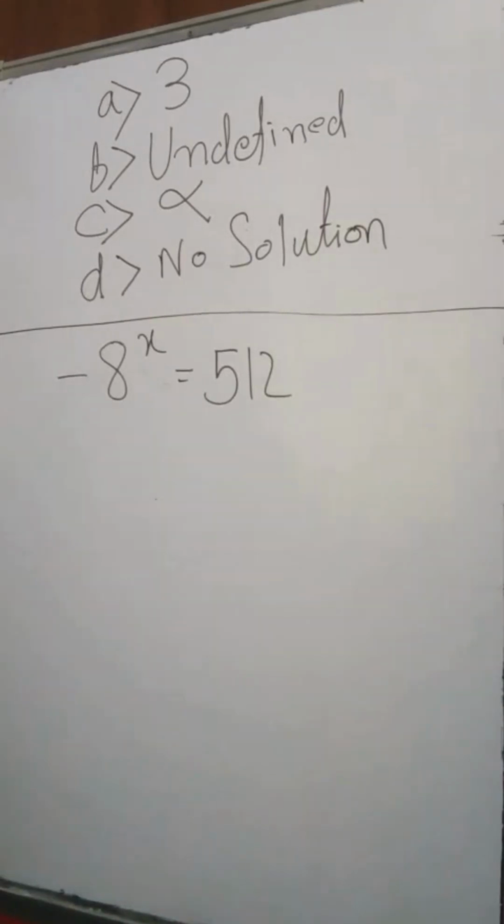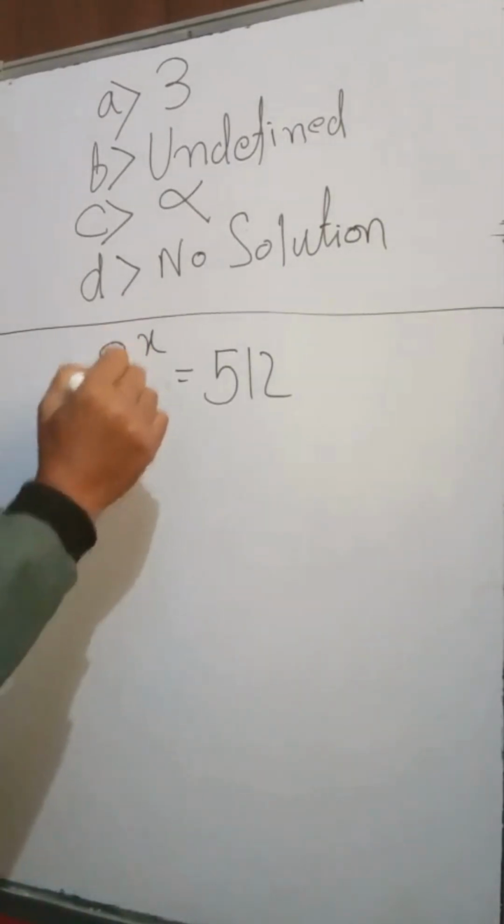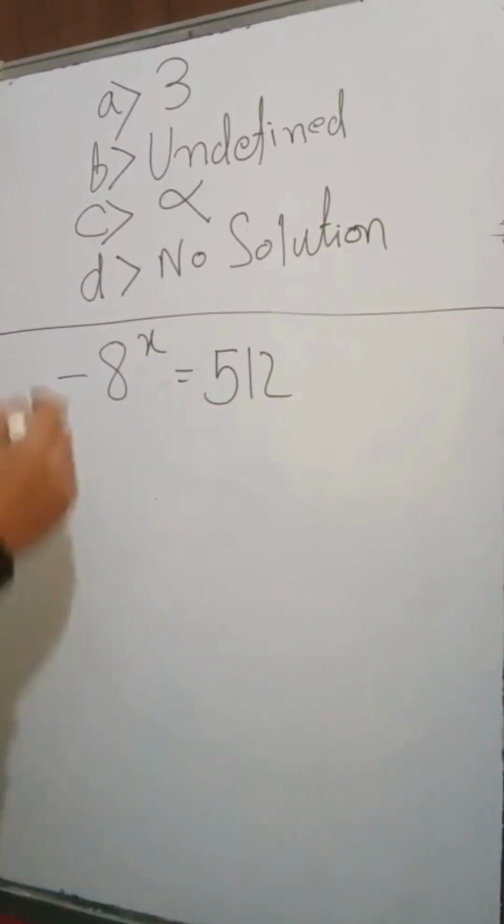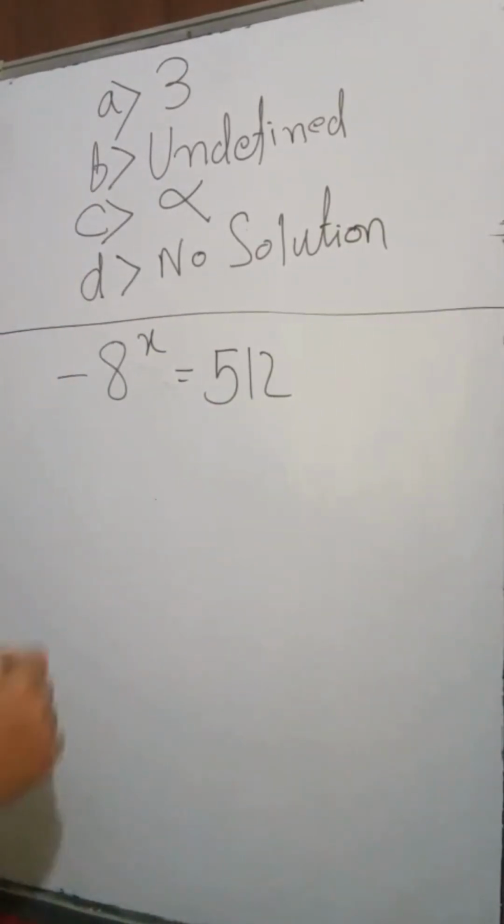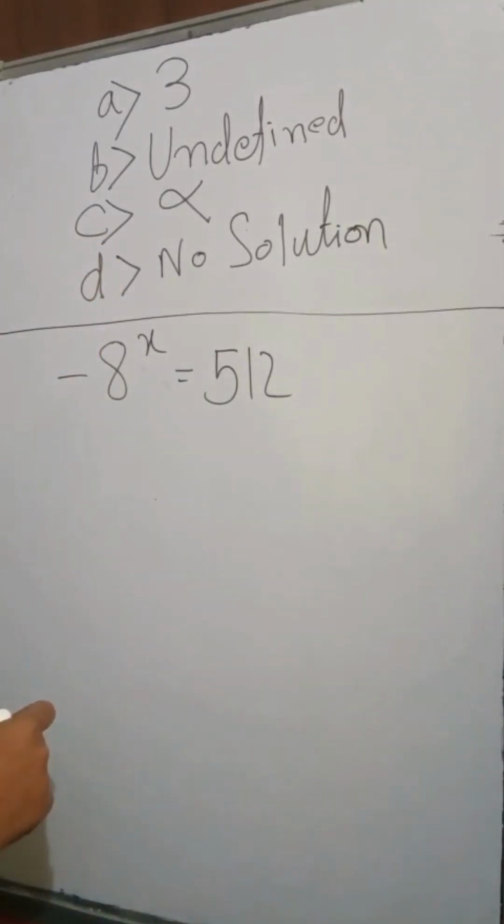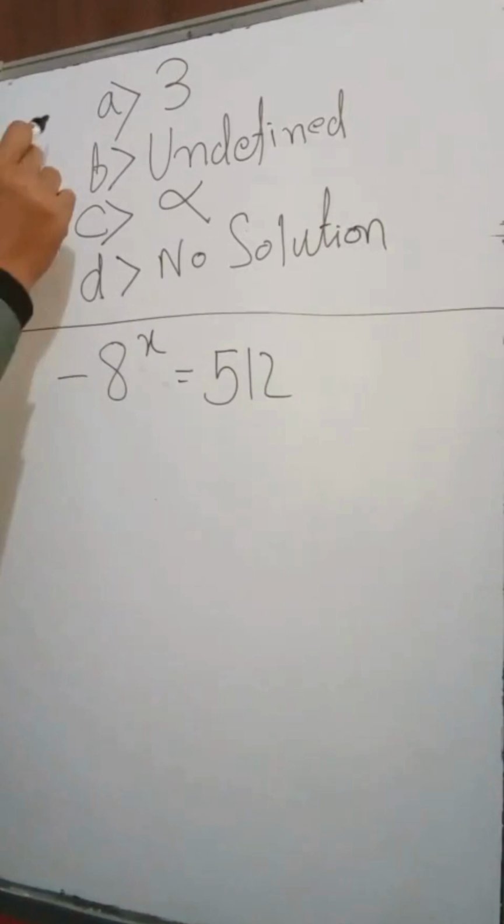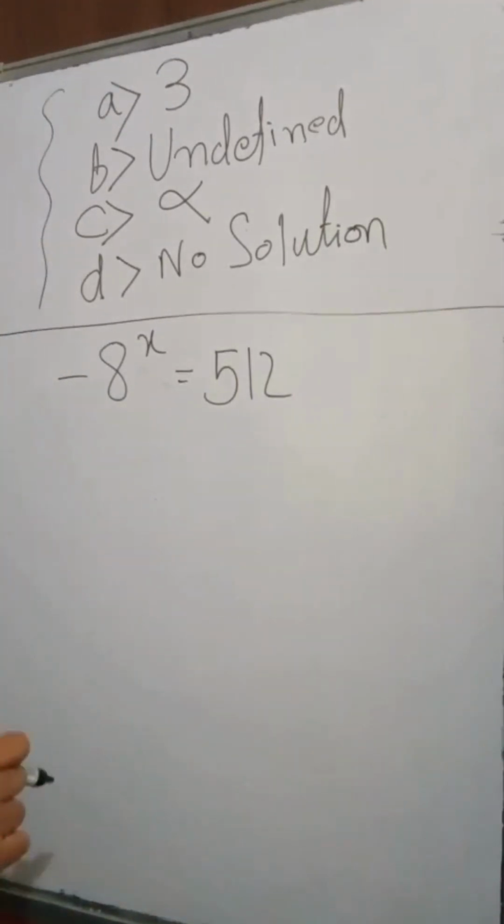So here we have a problem and an equation, and that equation is nothing but (-8)^x = 512, and 4 options have been given. Option A, the value of x is 3. Option B, it should be undefined. Option C, it should be infinite, and option D, no solution. So we need to find out one answer from here.